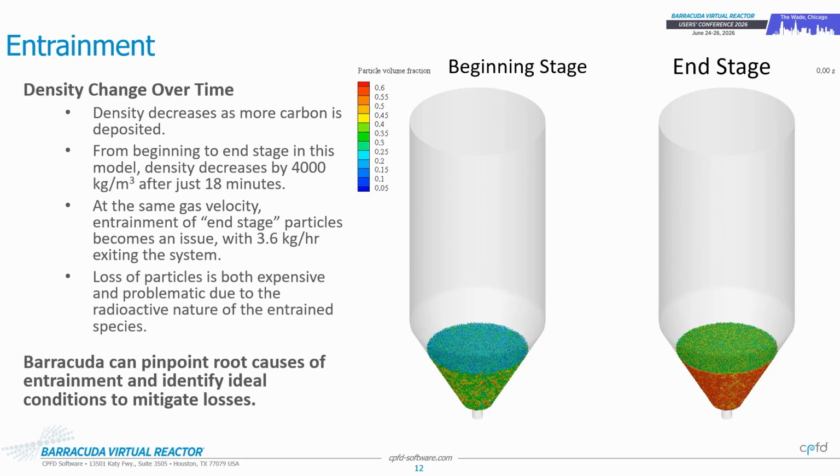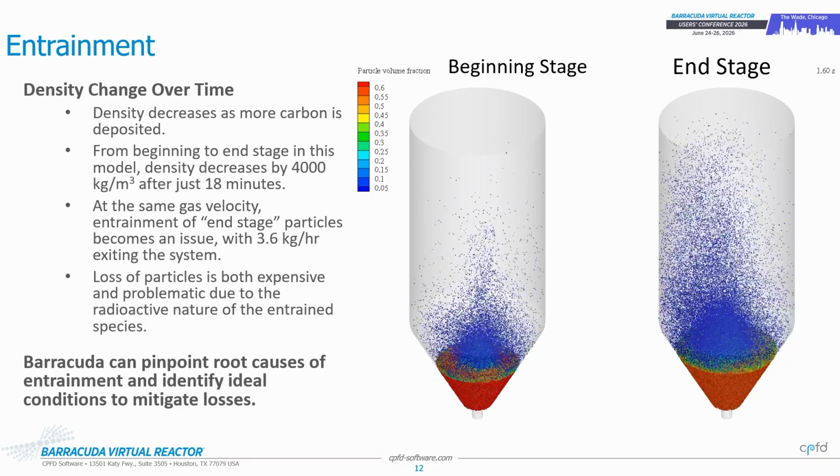And another big issue with these units is entrainment. It's important to check at the beginning of the runtime and at the end of the runtime to ensure that there's no entrainment from the system. As you increase the layer mass, the volume change outweighs the mass change, so the density drops pretty significantly. From the beginning, which is this reactor right here, to about 18 minutes, which is this reactor right here, the density would decrease by about 4,000 kilograms per meter cubed.